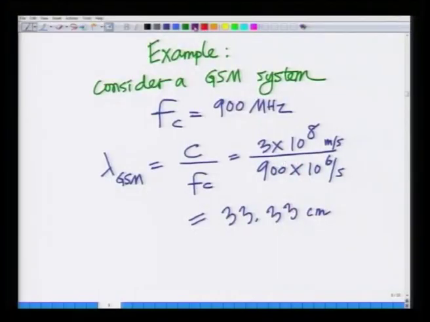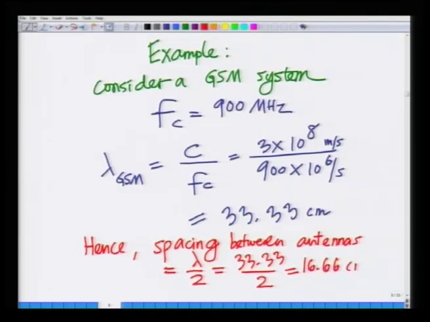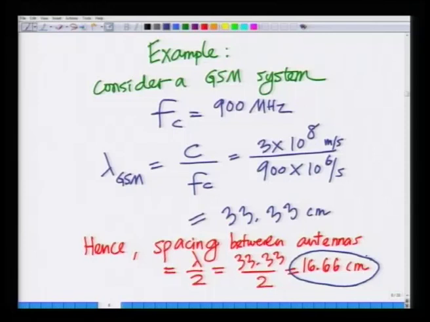Hence, the spacing between the antennas equals lambda over 2, which equals 33.33 over 2, which is 16.66 centimeters. Hence, the spacing between the antennas in a GSM system for independence to hold is 16.66 centimeters. Now, look at this figure, 16.66 centimeters.